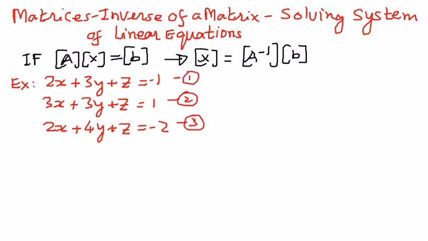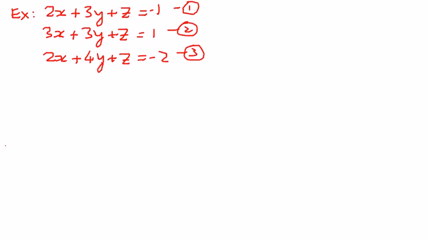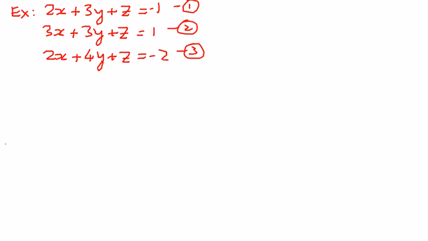We want to find the values of x, y, and z, and this time we are going to use the inverse of a matrix to be able to achieve that. Okay, so let's get started. In this example, we're going to use the Gauss-Jordan method to find the inverse of a matrix, and then we'll use this matrix equation to be able to solve that problem.